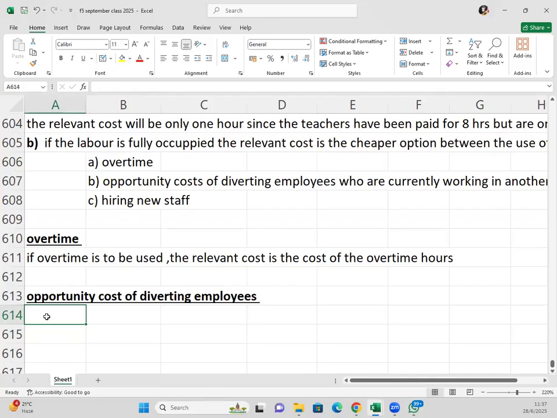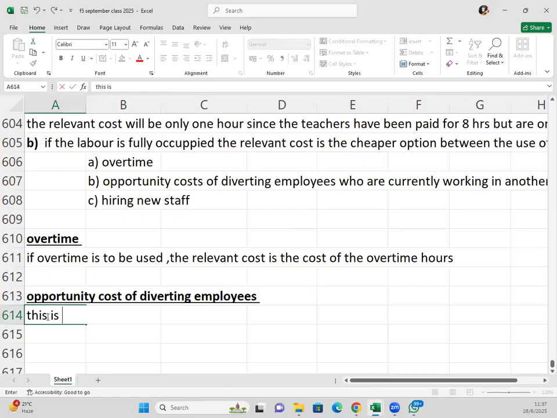In that case, we are going to lose the benefit that they were generating. There was a department where they were working, and that department was giving us a benefit. We have decided they should not work there for these hours and come and work on this order. So during that time, we lose the benefits they were bringing. The opportunity cost of diverting the employees is the benefit lost.